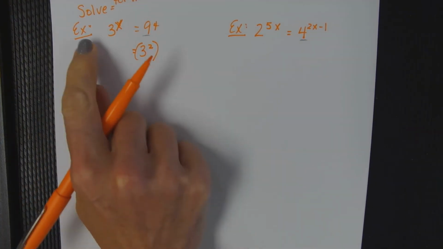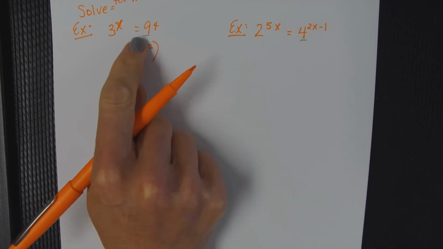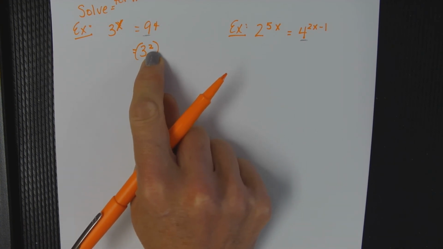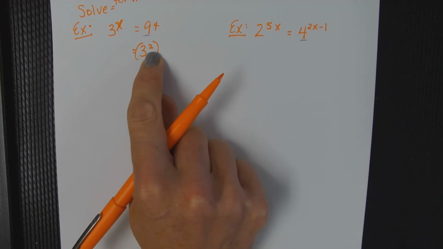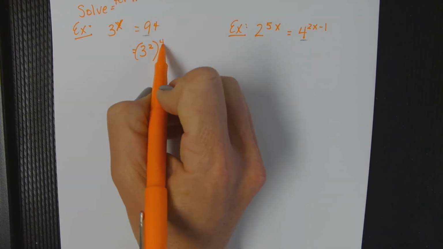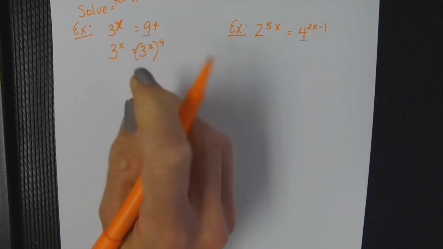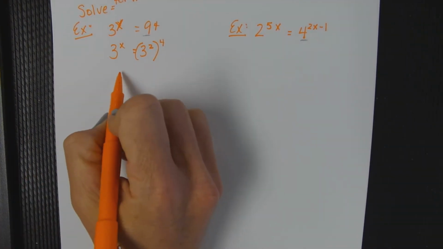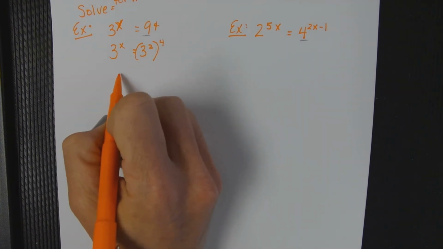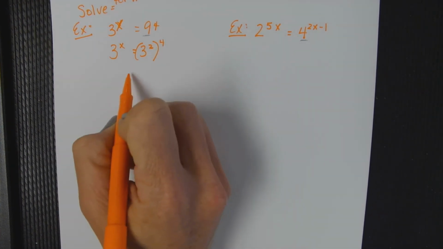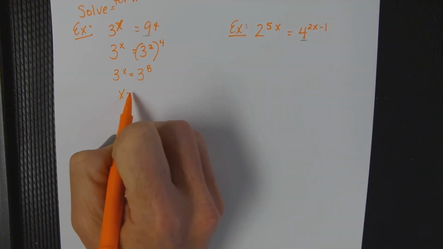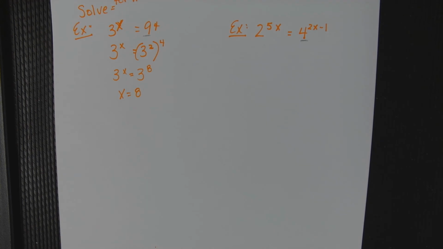So if you need help, this first one, I'm rewriting 9 as 3 squared. Okay, so here, my base is what? 3. So now, what'd y'all get for this? 8. Right. 2 times 4 is 8. Bring this down. X is equal to 8. Did you get it?